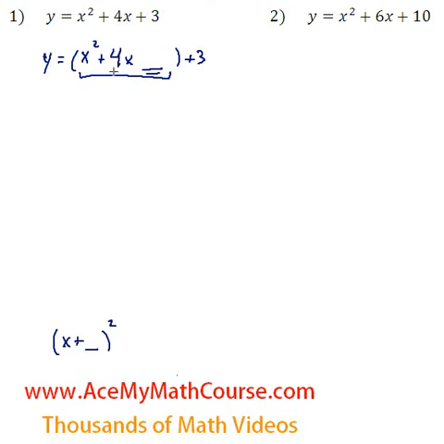There's a small rule. We can just take the 4, we divide it by 2, and we square it. 4 divided by 2 is 2. 2 squared is 4. So we're going to add a 4 over here. And I also need to take it away, because if I'm adding a 4 out of the blue, this is an equation, right? So I need to balance it. So I need to take it away. Okay, and what does that do?